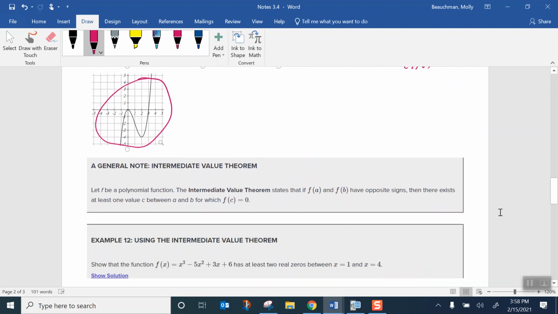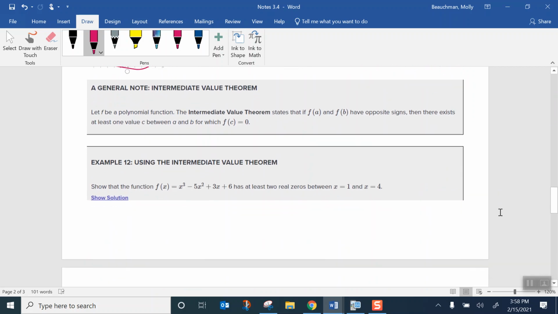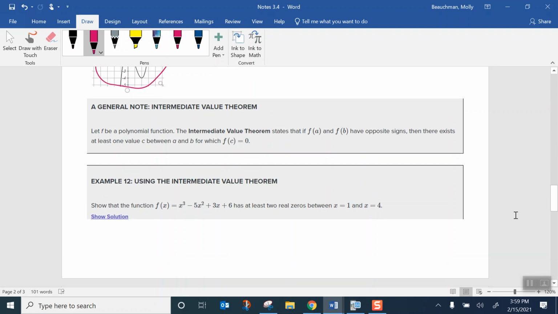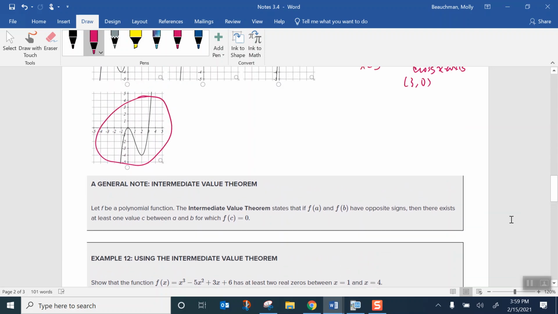All right, another theorem, something called the intermediate value theorem. Let f be a polynomial function. The intermediate value theorem says that if f of a and f of b have opposite signs, then there exists at least one value c between a and b for which f of c equals 0. This kind of narrows down your zeros.